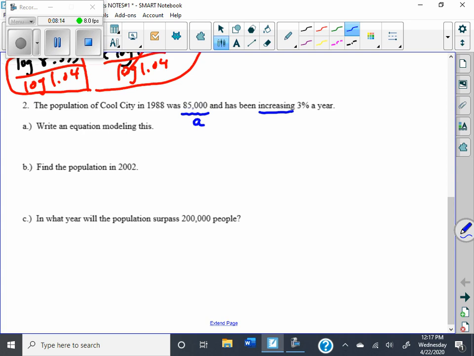And then 3% is our R value, but we have to convert percent to a decimal. So R would equal 0.03. All right, so we can plug those into our equation. So y equals 85,000 times 1 plus 0.03. It's going to be 1.03 if you get 1 plus 0.03. All right, to the x power.